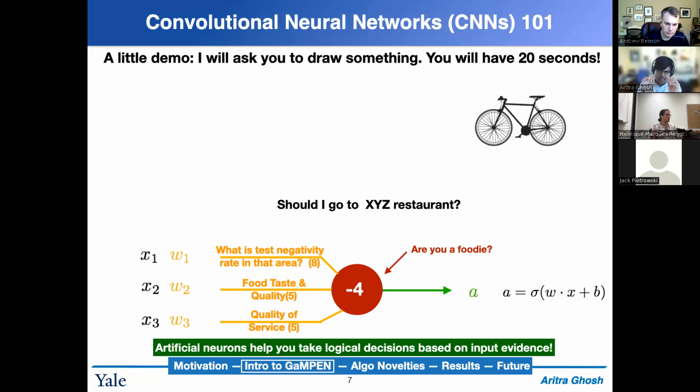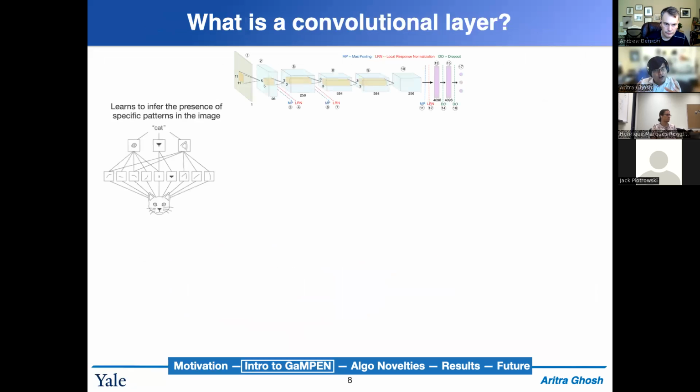That is all an individual neuron is. And when you combine a lot of these neurons, you get neural networks. Now, the specific type of neural network that we use are convolutional neural networks. And what is a convolutional layer? A convolutional layer is nothing but it's trying to look for specific features in an image. And how they work is in this hierarchical framework where, for example, let's say I'm trying to use a convolutional neural network to understand whether there's an image of a cat or not.